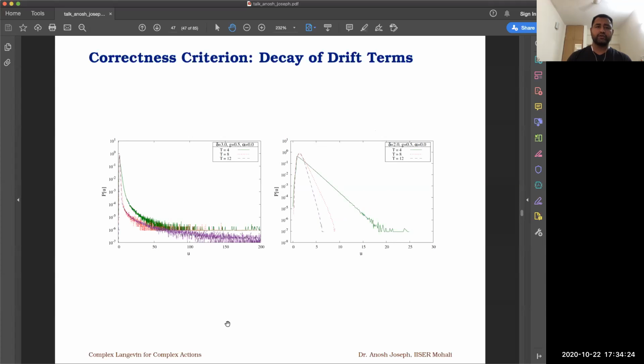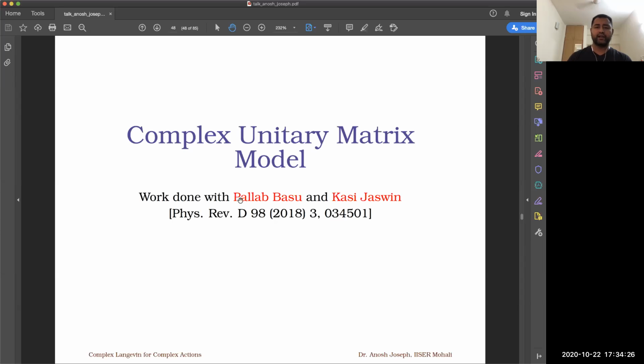Now let me move on to the work I did with Pallab Basu and Kasi Jaswin. This is a complex unitary matrix model. This is more relevant for QCD with finite chemical potential. This work has been published here.